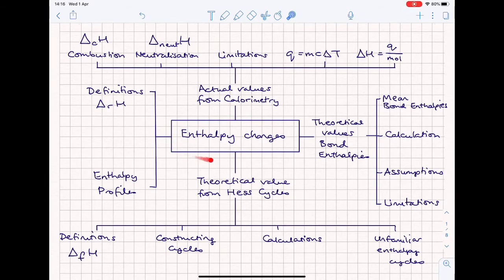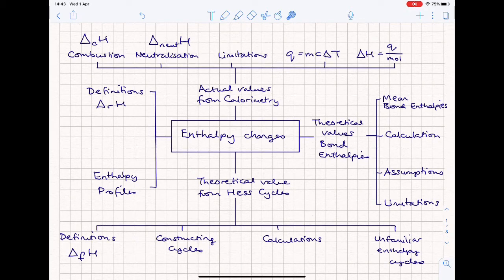In this second video of enthalpy changes, we're going to focus on calorimetry, which is the experimental, practical way of working out some enthalpy changes. This is different to the other two subtopics, where we calculate indirectly theoretical values of enthalpy changes for different reactions, whereas calorimetry is a direct experimental way of working out the enthalpy change for some reactions.